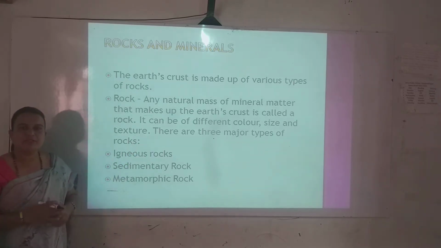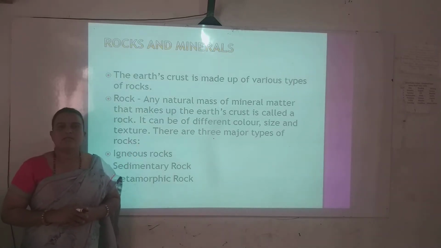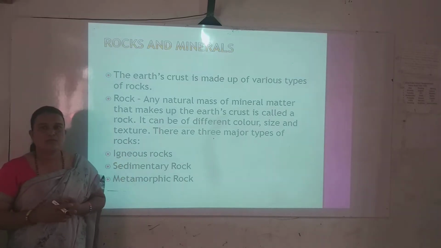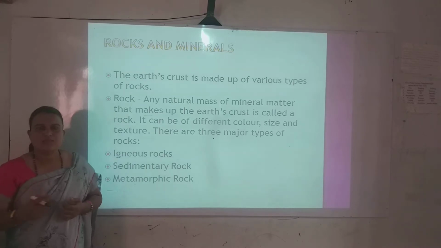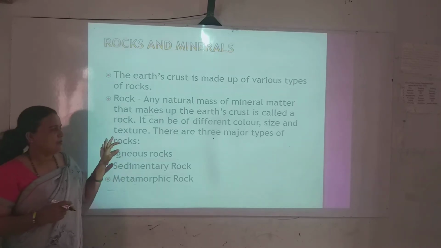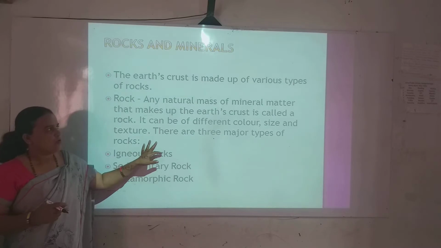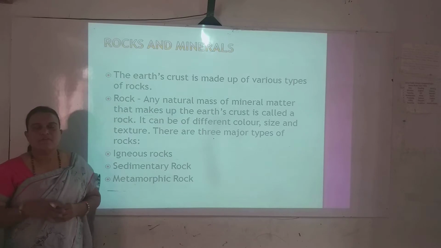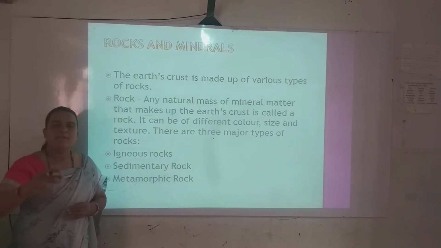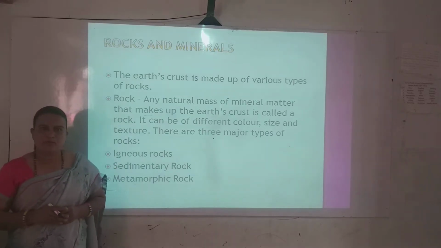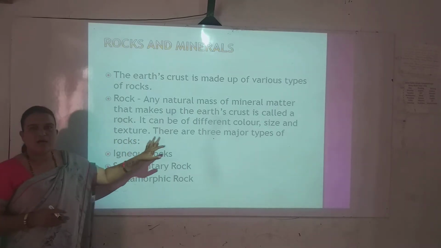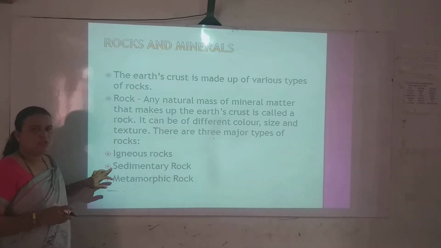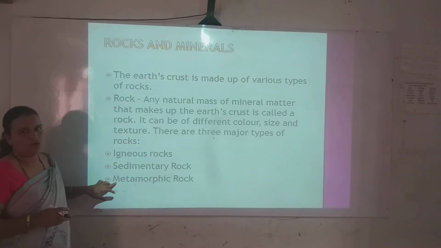If we visit various places, we find that the rocks as well as the soil texture and color vary quite a lot from each other. This is because these rocks are made up of various minerals, and the availability of a particular mineral has an effect on the particular type of rock. So there are three major types of rocks: igneous rock, sedimentary rock and metamorphic rock.